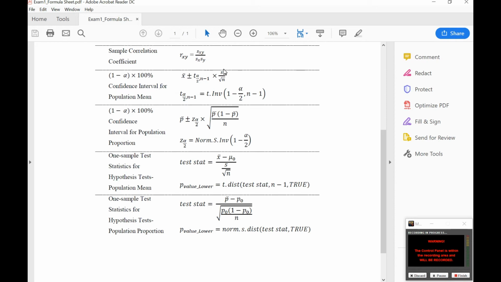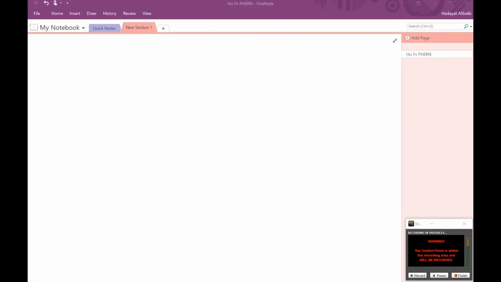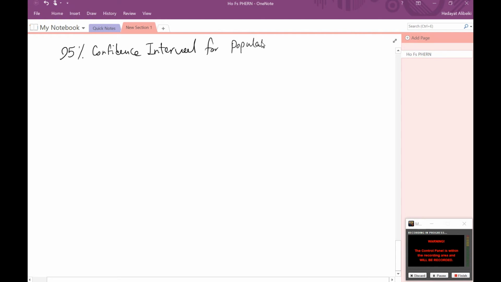So we have the formula for the interval, and we have the Excel function for calculating the t-value. Indeed, this one, only this one, confidence interval for population mean. Let me actually do something. Let me go here. So 95% confidence interval for population mean.